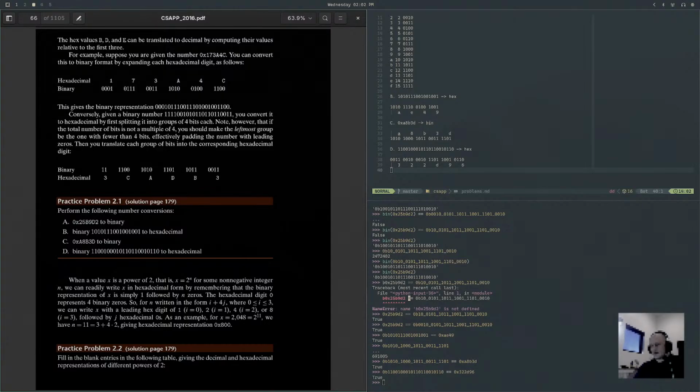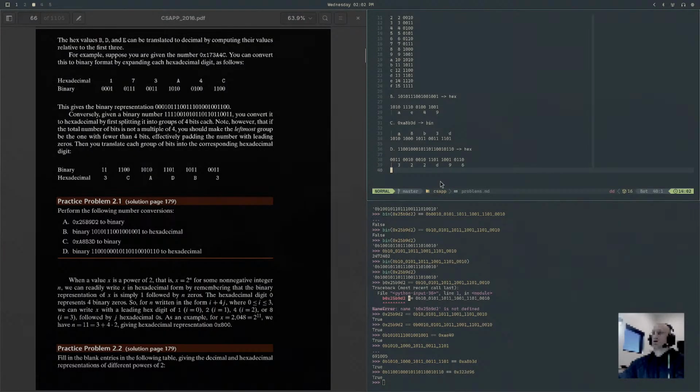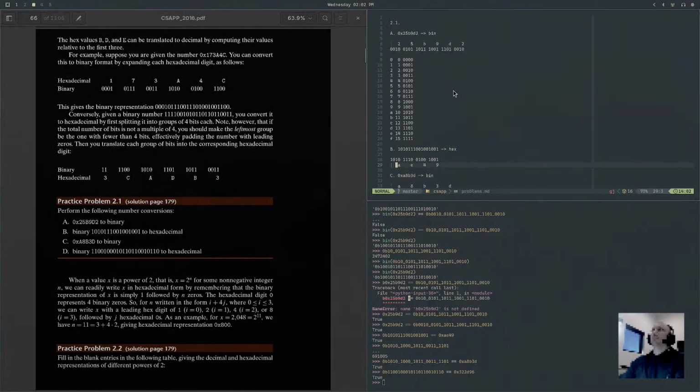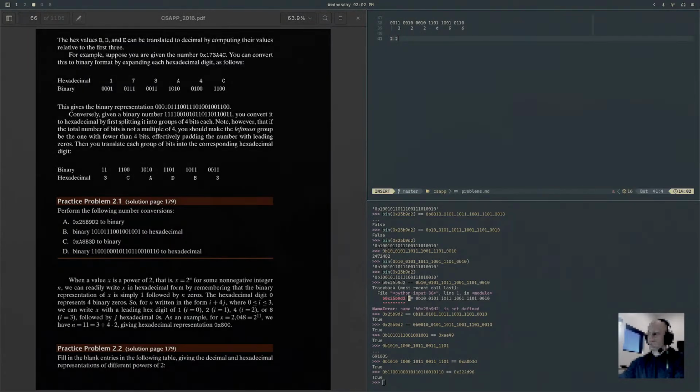Okay. Practice problem. Fill in the blanks. We got some table. Okay, so we got 2 here. 2.2. Practice problem 2.2. Fill in the blank entries in the following table. Give the decimal and hexadecimal representations of powers of 2.